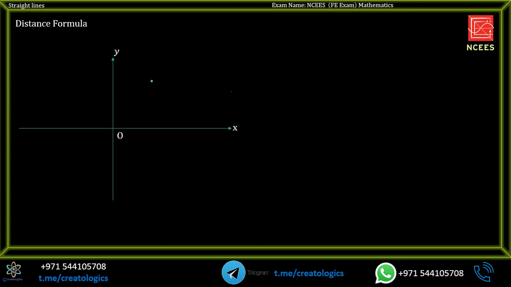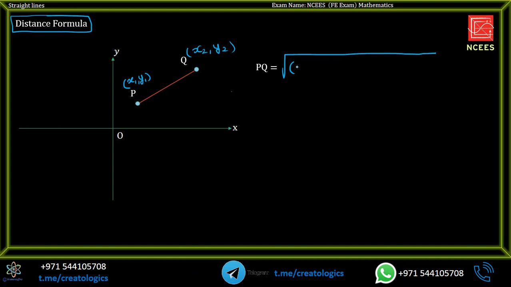Let's find the distance between 2 points. Consider 2 points are given to you, P and Q. The point P has its coordinates as, let's say, x1 and y1. Point Q has its coordinates as x2, y2. Okay, and we need to find the distance PQ. So this segment length PQ is given by the square root of (x2 minus x1) whole squared plus (y2 minus y1) whole squared. Okay, so this is the distance formula that we are going to use to solve some questions. Okay, let us take some problems on this.